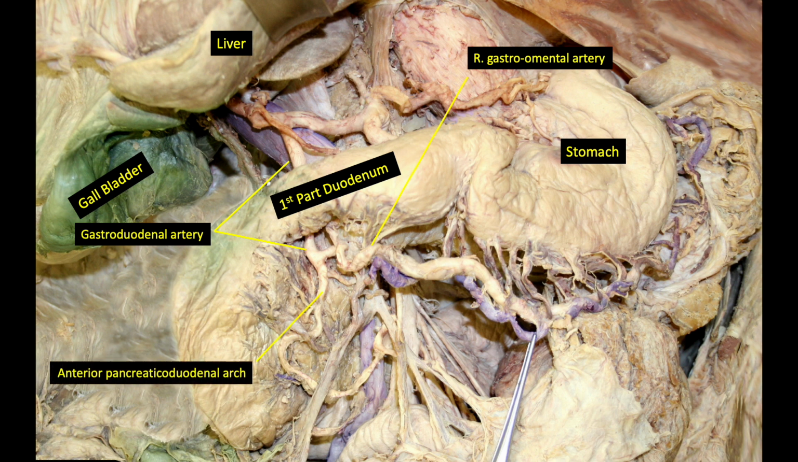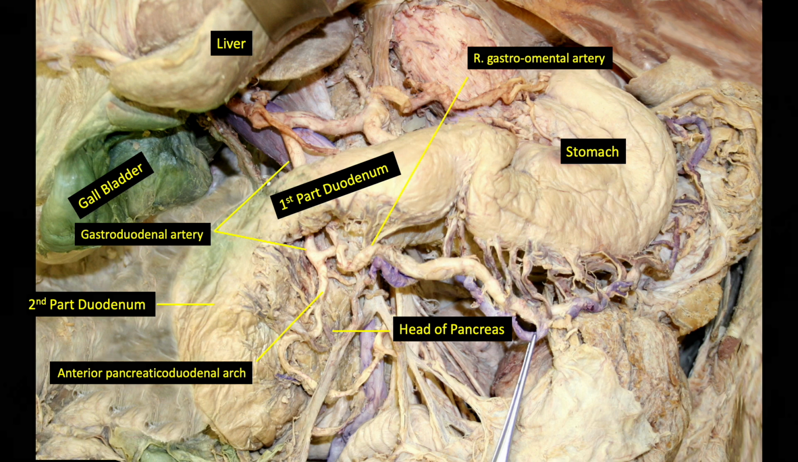We will see this anastomosis shortly. The right branch of the gastroduodenal becomes the anterior pancreatico-duodenal arch. It will supply the second part of the duodenum and also the head of the pancreas.